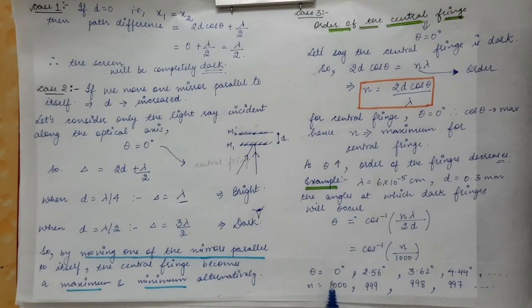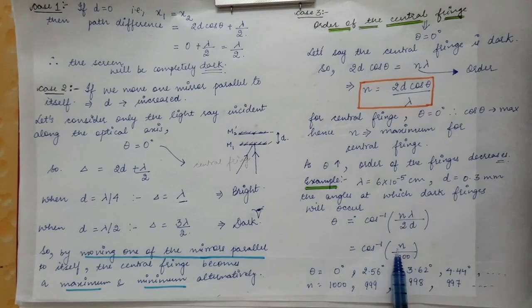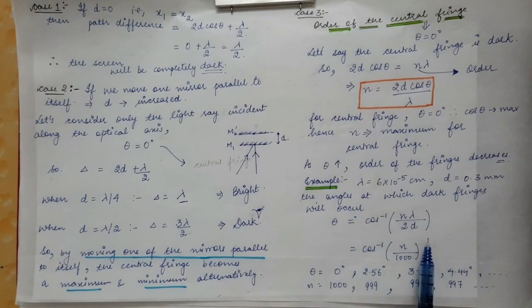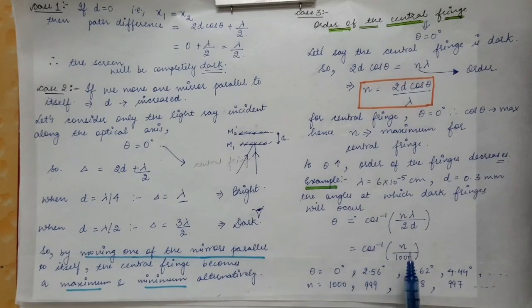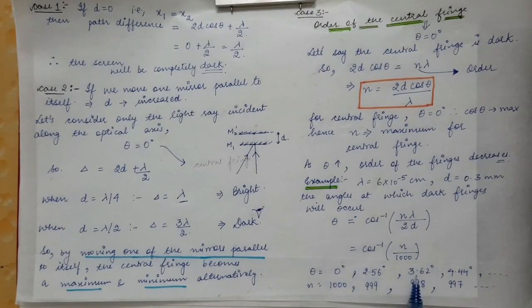So for n is equal to 1000, theta is 0, and as you decrease the value of n, keep in mind you cannot increase the value of n greater than 1000, because cos theta has a maximum value of 1 only. So you have to take values which are less than or equal to 1000. For n equal to 1000, theta has come out to be equal to 0. Then for n is equal to 999, theta will come out to be equal to 2.56 degrees. Then you put n is equal to 998, theta will come out to be equal to 3.62, and so on.